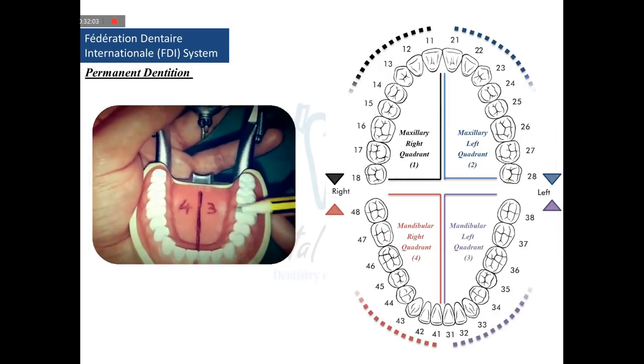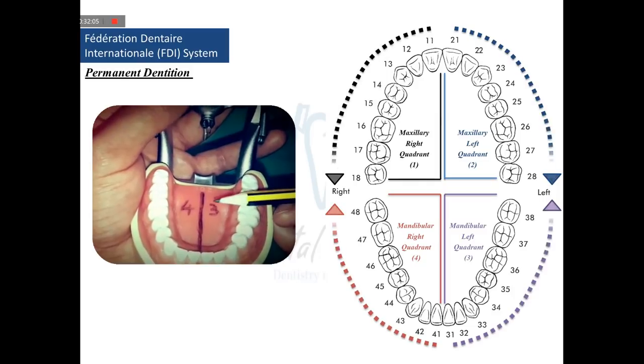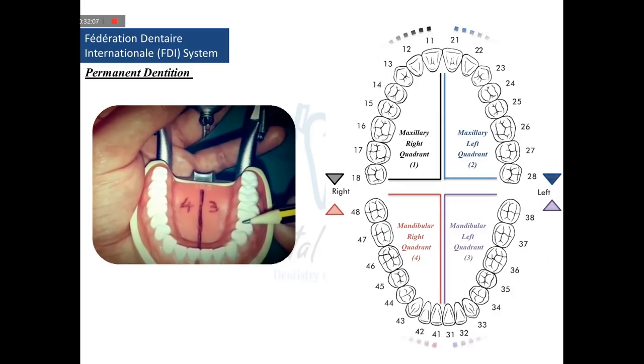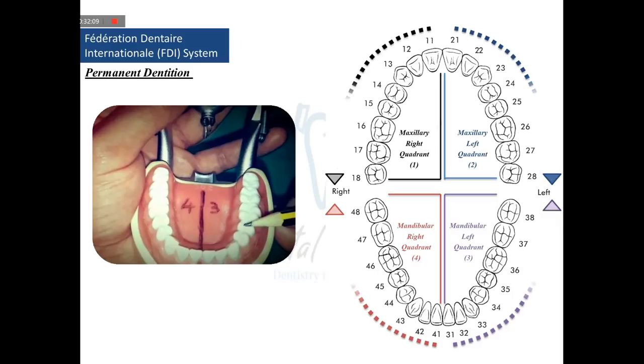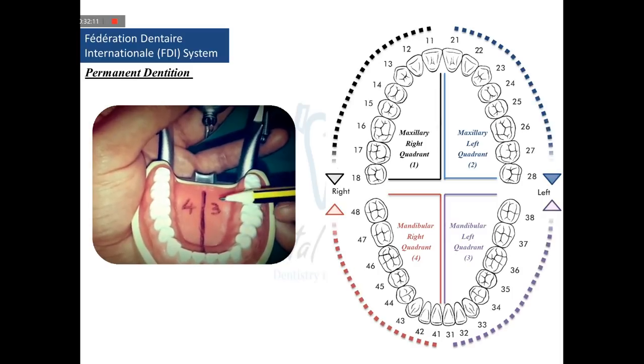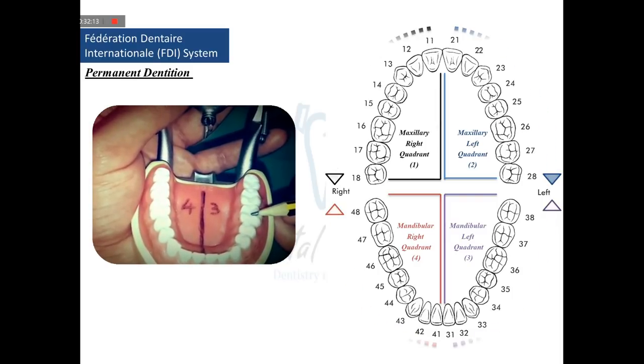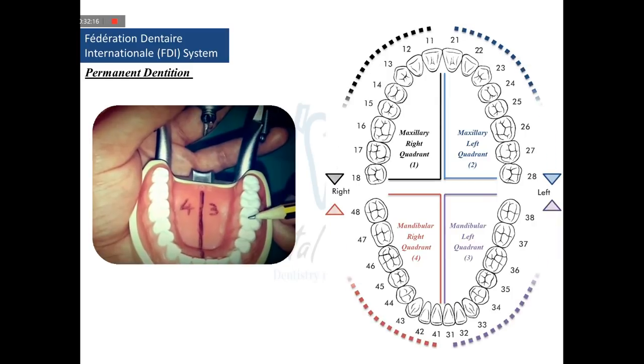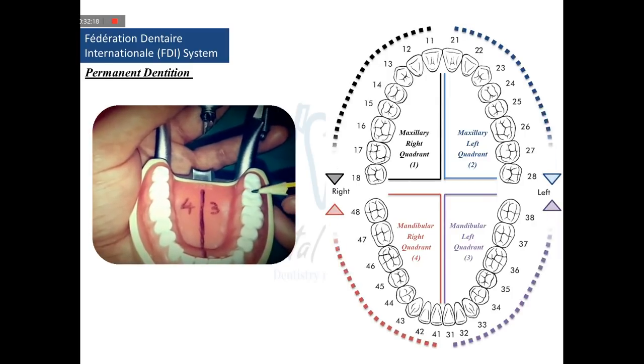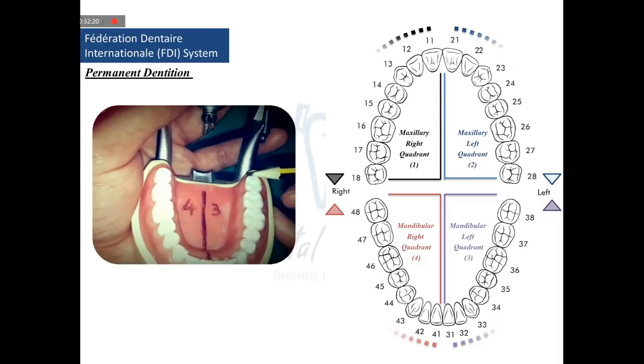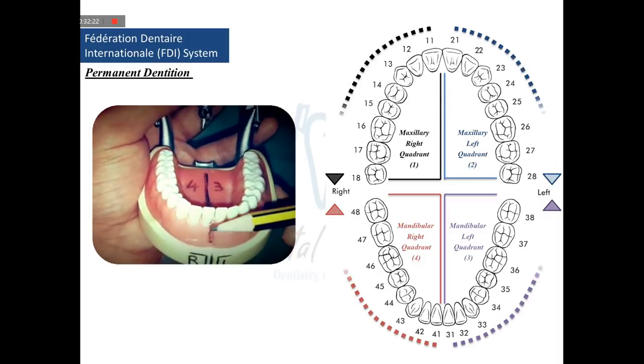Now for the first premolar, 3-4, for the second, 3-5, because it is the fifth tooth from the midline. 3-6 for the first permanent molar, 3-7 for the second permanent molar, and 3-8 for the third molar in the mandibular left quadrant.